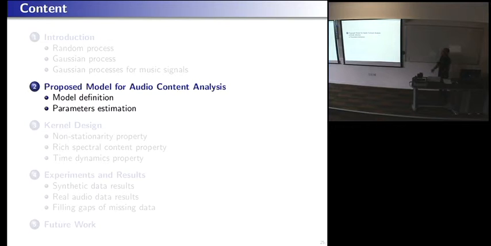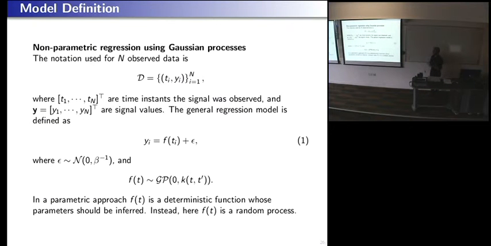Next, I'm going to present the definition of the model and how to estimate its parameters. So we use a non-parametric regression. Maybe non-parametric is confusing because I have been talking about parameters, but we are using a non-parametric regression approach using Gaussian processes. We start by supposing that we have a database D of n observed data, where we have the time instances at which we observe the signal and the vector y that corresponds to the signal values at those instants of time.